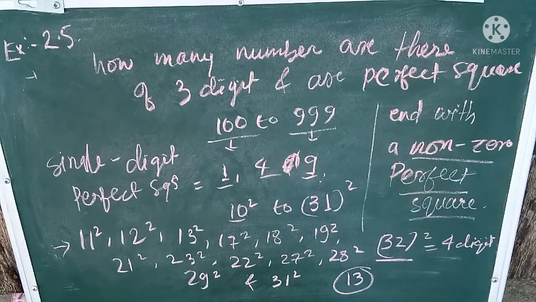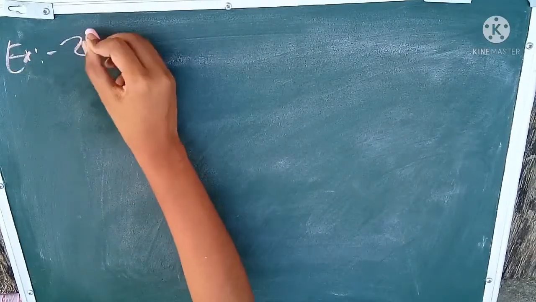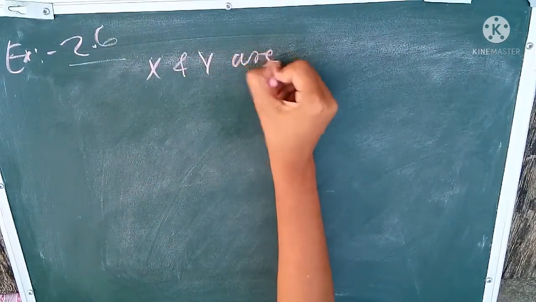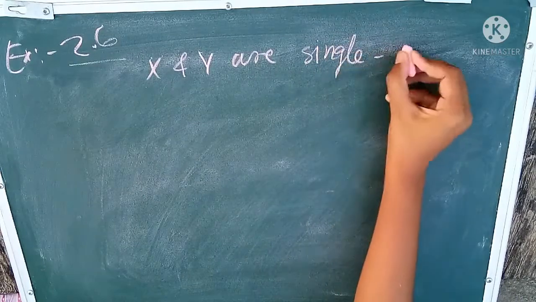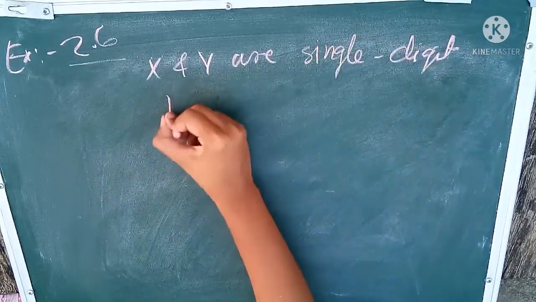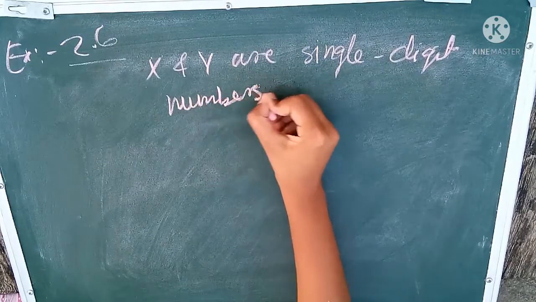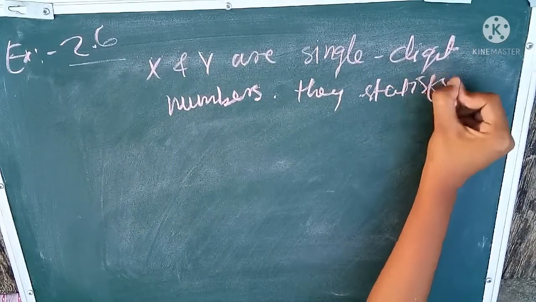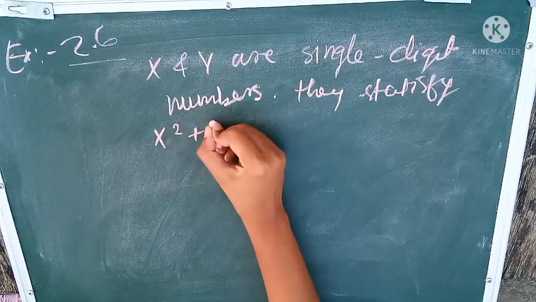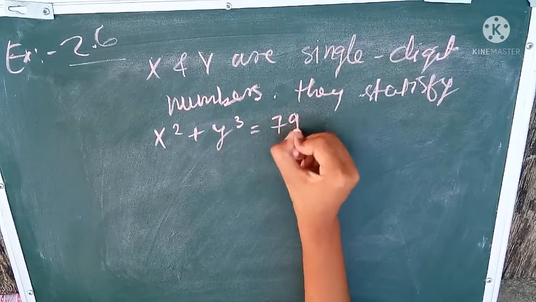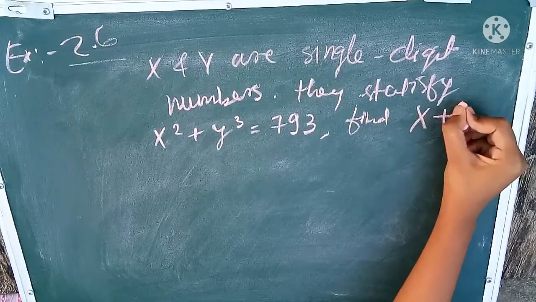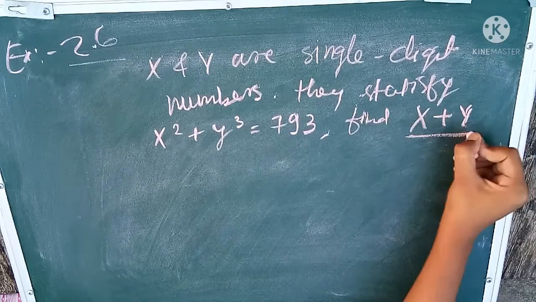The next question we have is example 2.6. It says that x and y are single digit numbers, and they satisfy an equation which is x square plus y cube is equal to 793. So we have to find the value of, or we can say the sum of x and y. What will be the sum of x and y?